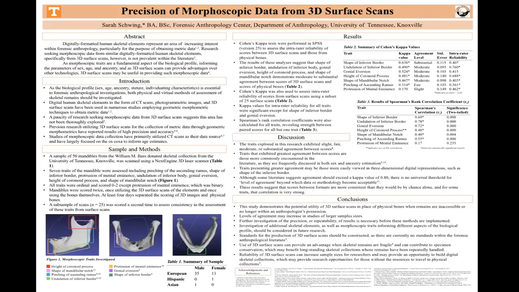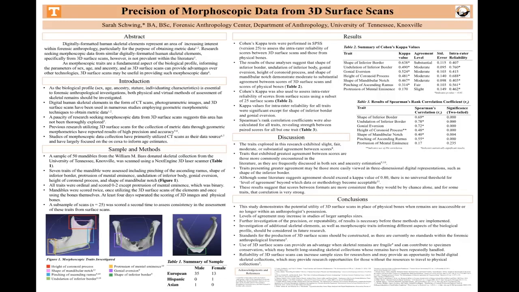I looked at height of the coronoid process, shape of the mandibular notch, pinching of the ascending ramus, undulation of the inferior border, protrusion of the mental eminence, gonial eversion, and shape of the inferior border. I scored all 7 of these traits on those 50 surface scans that I created. Then about a week later, I went back and scored those same 7 traits on the same sample of dry bone. Then I used Cohen's kappa to look at the agreement between the scores that I was obtaining for the virtual remains, or the surface scans, and the dry bones.